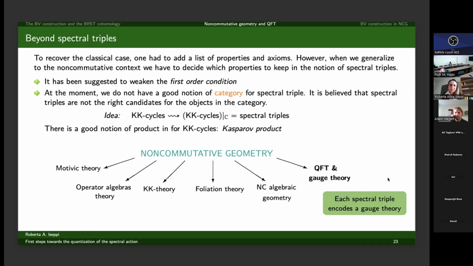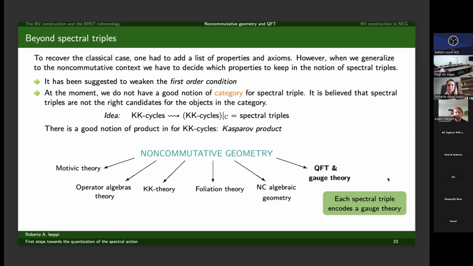I don't know the details. I think that they are trying with a weaker notion of category, but the point is the analytical property of your objects. And if you know anything about this Kasparov product, it's really technical. So this is why I was putting that.